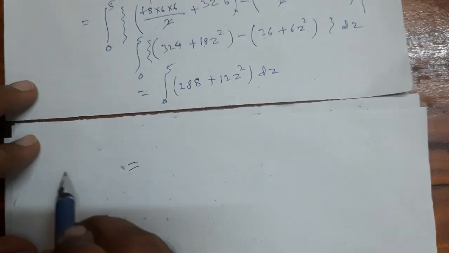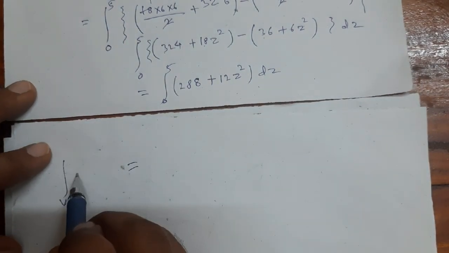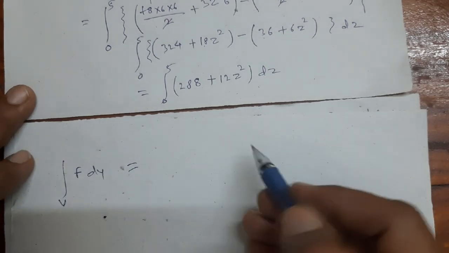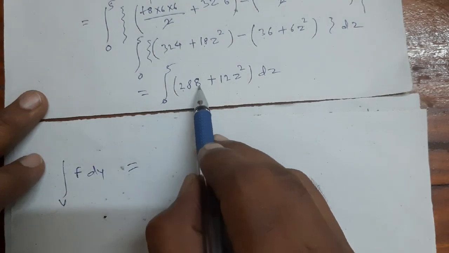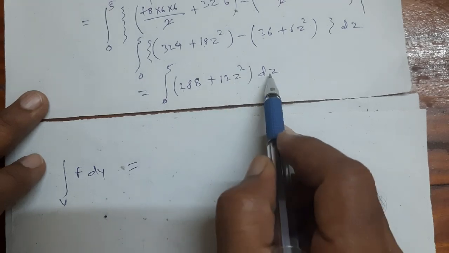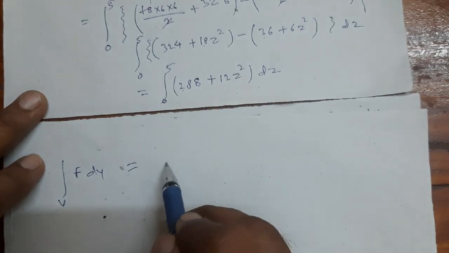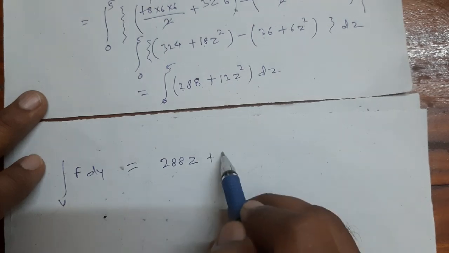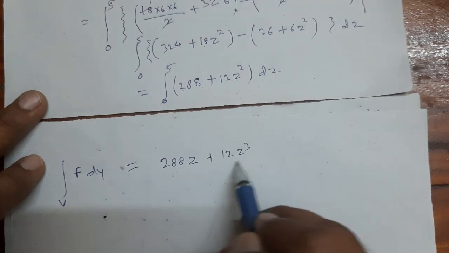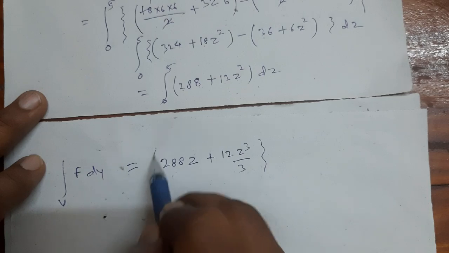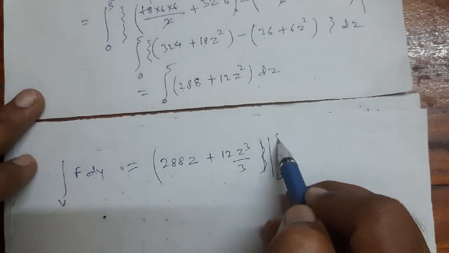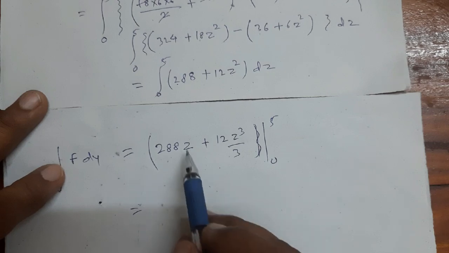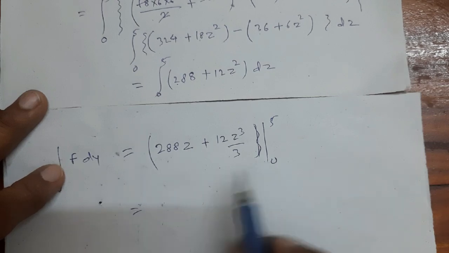Therefore, this is equal to the volume integration of f dv is equal to, now I will have to integrate 288 plus 12z square with respect to z from 0 to 5. Therefore, it becomes 288z plus 12z cube divided by 3, and this is from 0 to 5. Correct? This is from 0 to 5. It's fine. Therefore, I will have to substitute upper limit. There is no issue of lower limit.